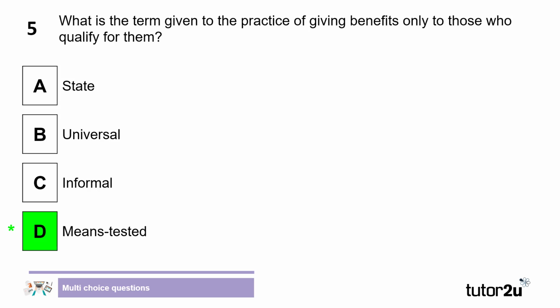State benefits refers to benefits that are received from the government. Universal benefits are available to all. Informal benefits are from friends and family, and means tested benefits is where they look at your income and whether you meet qualifying criteria in order to obtain that benefit from the government.